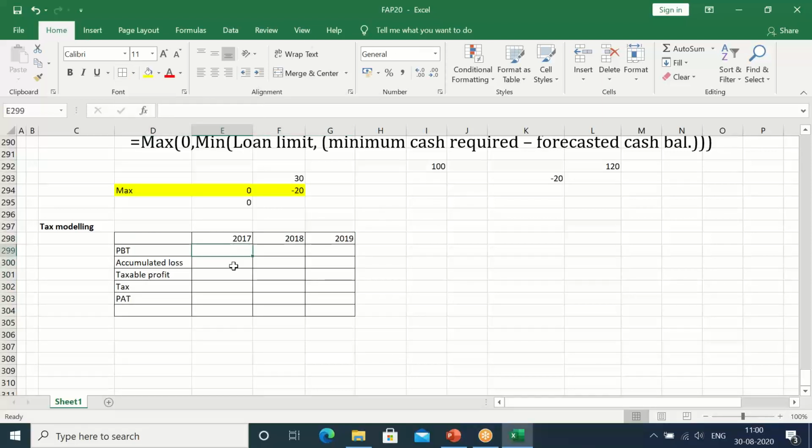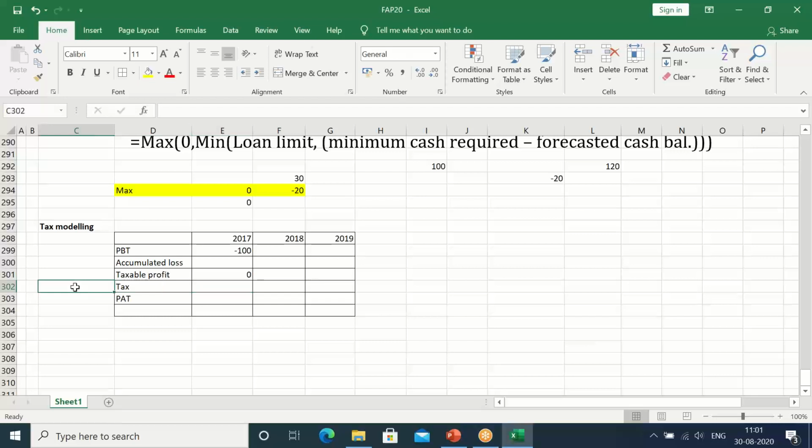So let's assume for 2017, you have a loss of 100 rupees. So for this year, your taxable profit is how much? 0. Because you will only pay tax when you have a profit. If you have a loss, you don't have to pay taxes on that losses. Are you with me till this point?